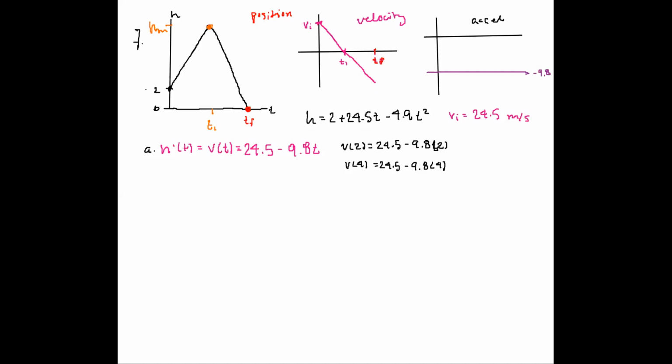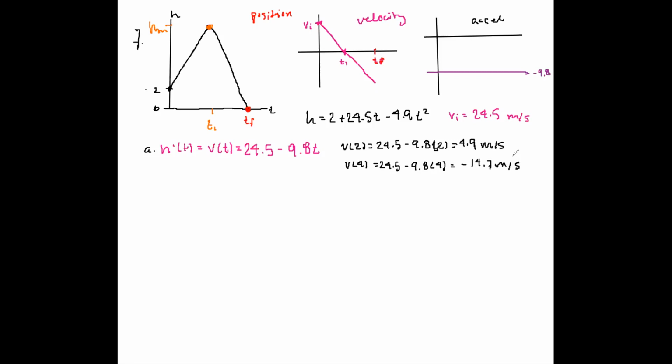I am typing this into a calculator right now. So this should be 4.9, and this after 4 seconds is negative 14.7. And what units are these two values in? It's velocity, so meters per second. Cool. So that was part A.